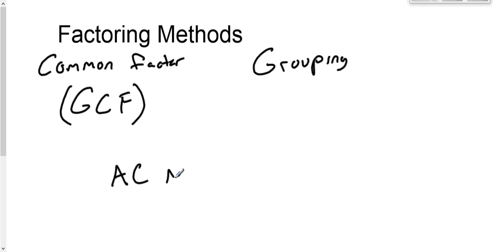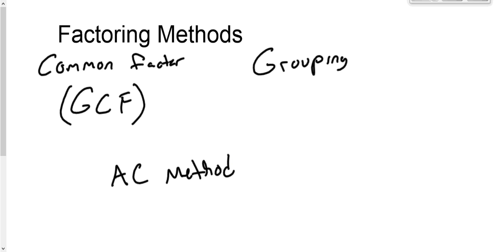So we're going to start our factoring review. First thing, the methods that we have for factoring. The first way is what's called common factor, greatest common factor, GCF. We have by grouping, and we have our AC method.